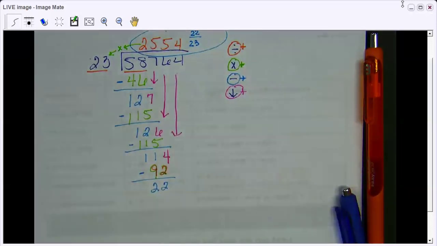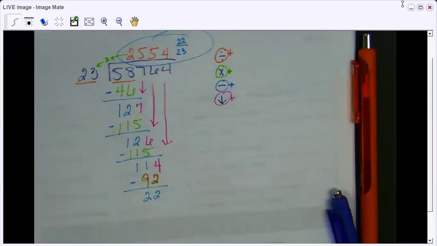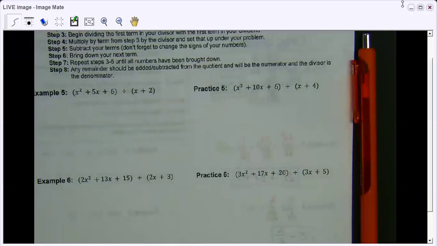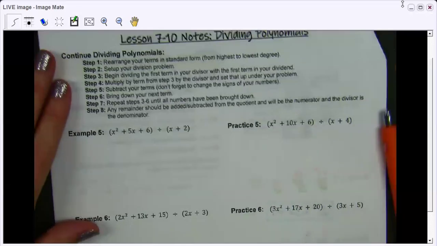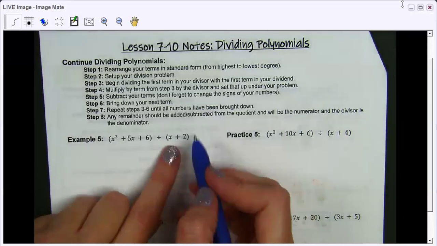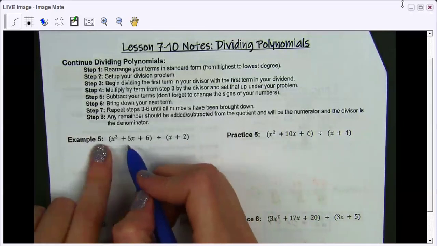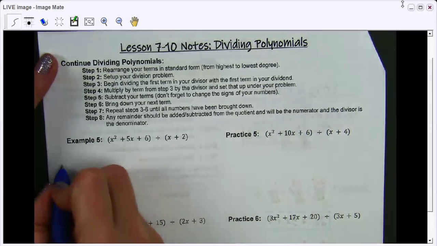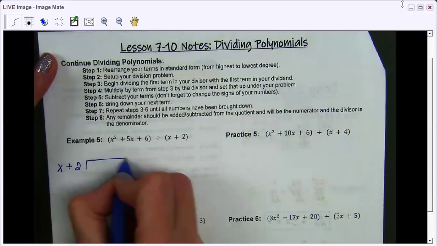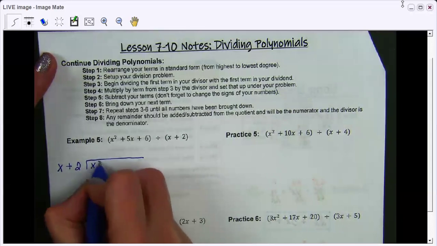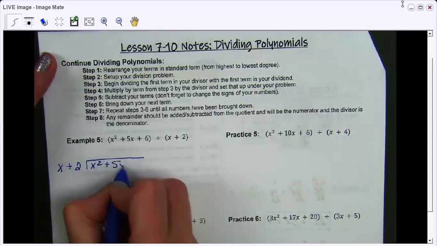We are going to be doing that, but with letters. Okay, so what we're going to do first is write our problem out as a long division problem. So I'm going to do x plus 2, and we're going to divide that into x squared plus 5x plus 6.